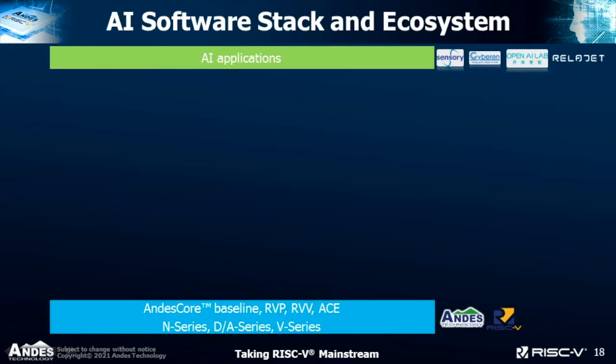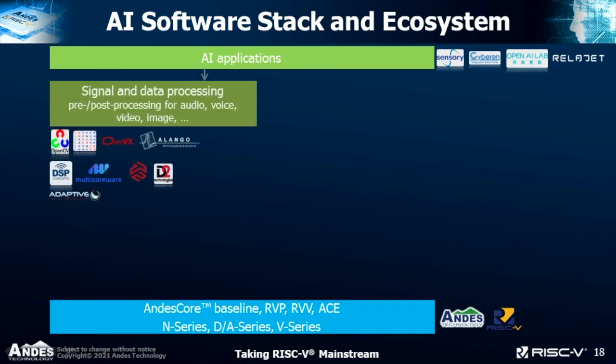This is an overview of the AI software stack and ecosystem. How do we map the AI applications to Andes cores? First, on the left-hand side, an AI application usually comes with pre-processing and post-processing for the audio, voice, video, and image data. So there are solutions such as OpenCV, OpenVX, or a couple of codecs and audio front-end solutions.